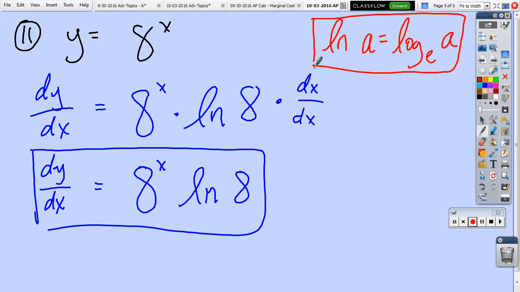So when we simplified this, there's an x right there and an x right there. You have to know the derivative of exponential functions, which is what this is. I would just point out, what is ln? If we wanted to rewrite that, it would be 8 to the x times the log base e of 8.